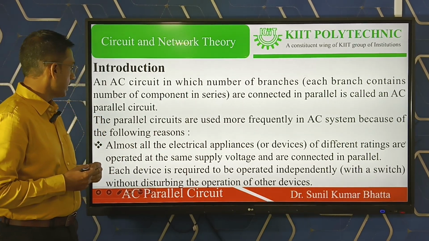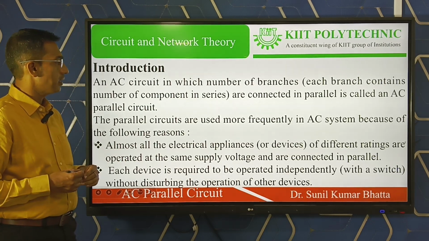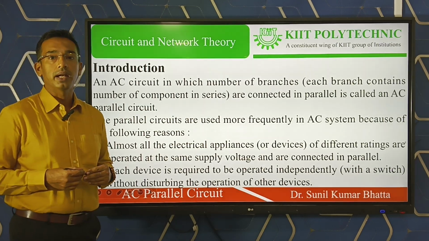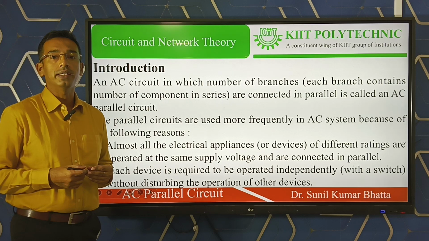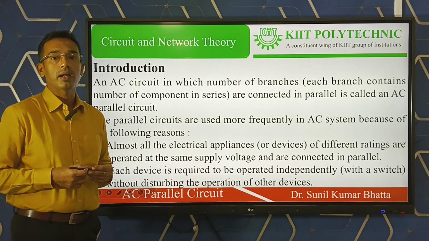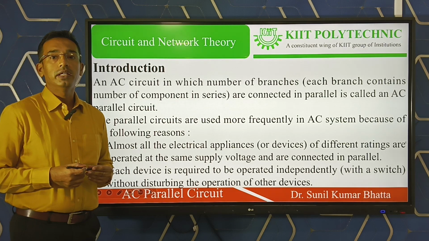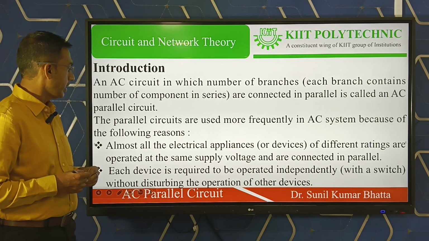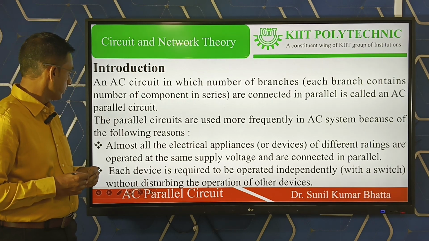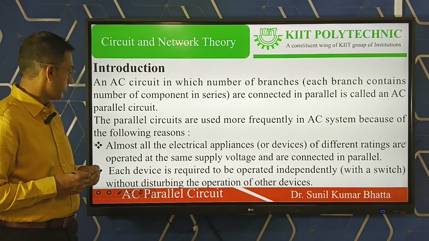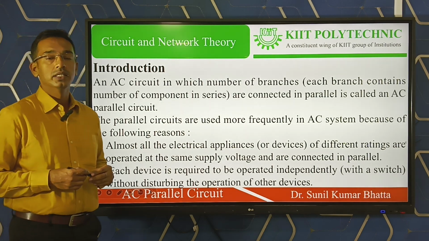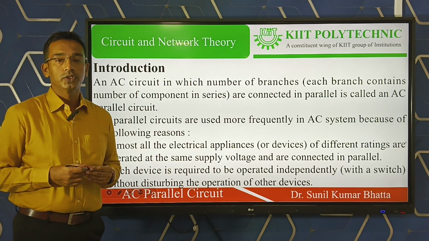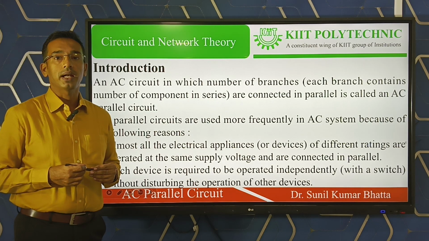And what is the reason? The reason is that almost all electrical appliances of different ratings are operated at the same supply voltage and are connected in parallel. All the different appliances connected in parallel may have different ratings, so they can operate smoothly. Second, each device is required to be operated independently with a switch without disturbing the operation of other devices. If one device is damaged, the other devices can still be operated. This is the reason we use parallel connection.